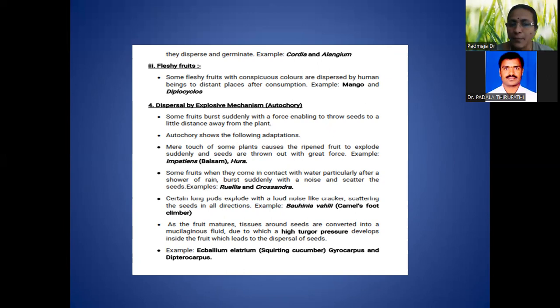Like this type of explosive mechanism we are mainly seeing in some of the plants. So this is called autochory. Autochory shows the following adaptation. In order to have that autochory type of dispersal in plants, they have certain mechanisms. Touch of some plants causes the ripened fruit to explode suddenly and seeds are thrown outward with great force. If you touch those plants when the fruits are ripened, the fruits will be opened and the seeds will be dispersed.